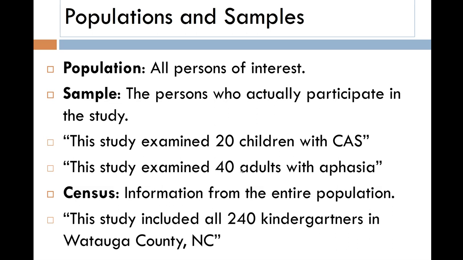A census would be information from the entire population. So if you were getting information on every kindergarten student in Watauga County, and you were able to get in touch with all the kindergarten students, this study included all 240 kindergartners in Watauga County, North Carolina. That then is actually a census, if you're talking about kindergartners in Watauga County, because you've got them all.